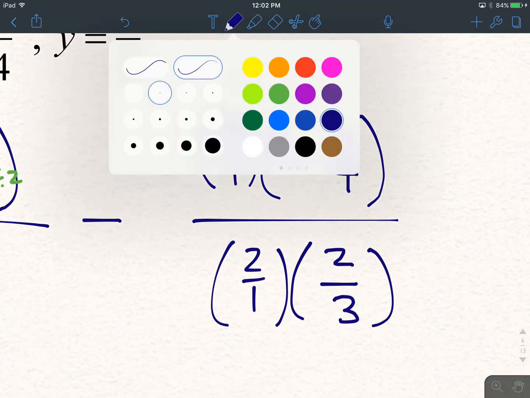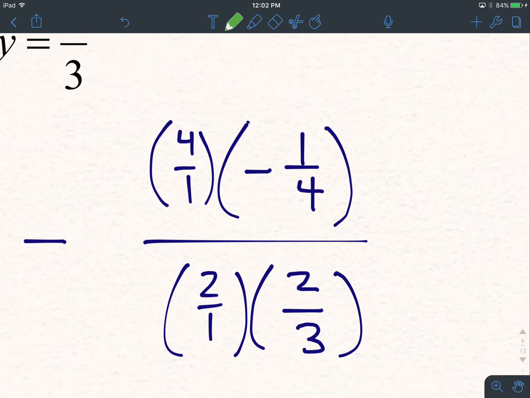So let's see if there's any reducing we can do. Again, in the numerator of our second fraction, I see that there is some reducing we can do. There is a term in both the numerator and the denominator that is divisible by 4. 4 divides into itself once and once, so that's all that we can do there.